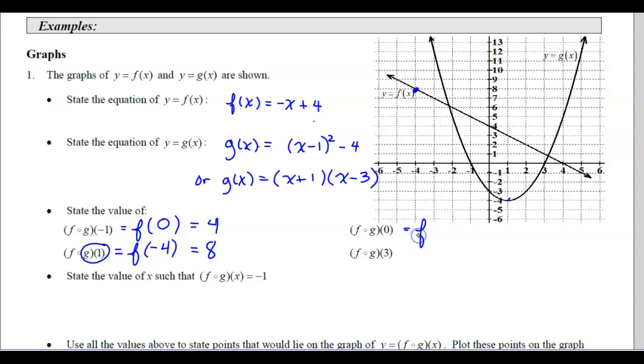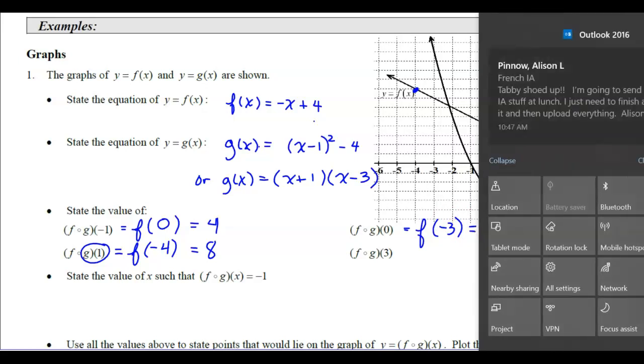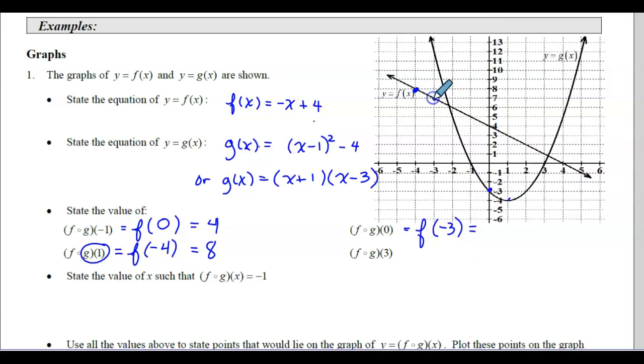Then f of g of 0. So g, when x is 0, gives you a y value of -3. Okay. Then what's f of -3? So then your f, you look where x is -3, and you go up, it's 7. So show that step if you need to, right? Just to not lose track.